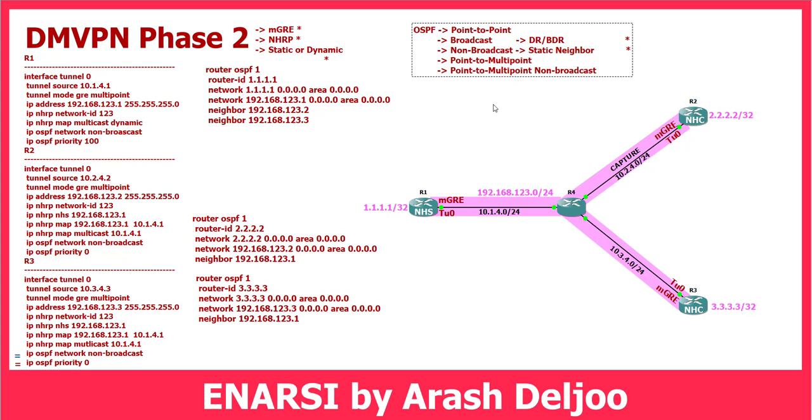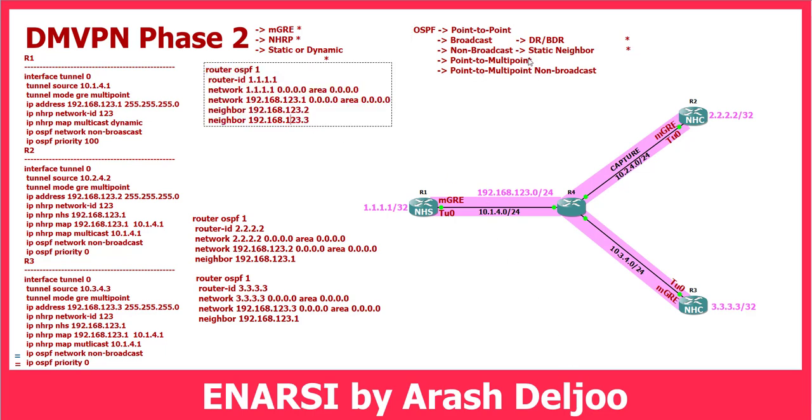Why? Because in point to multipoint and in point to multipoint non-broadcast, we are learning the update of the quad 3 from router 1, and the next hop is router 1. Actually, we cannot send traffic directly to router 3. Let me show you here.